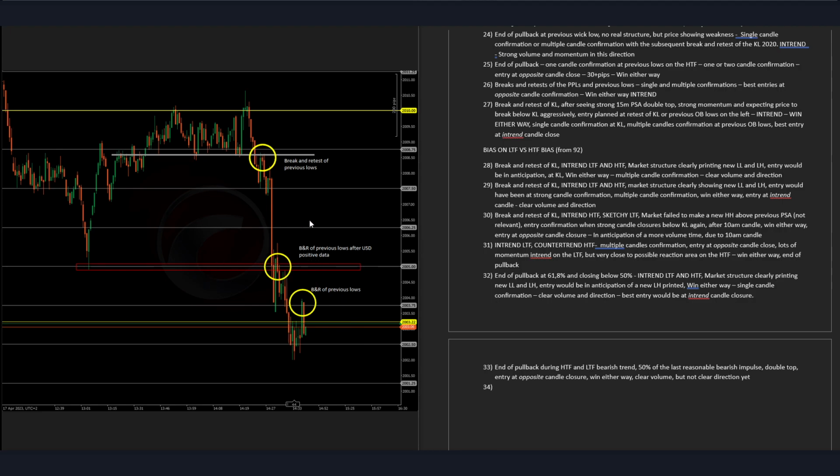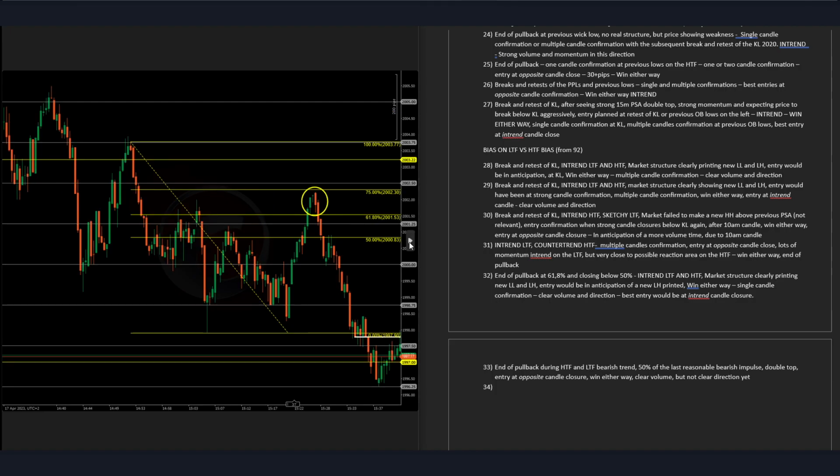So I'm not going to say more about it because I already talked about it. So now 75% again. So price is in a clear bearish trend.